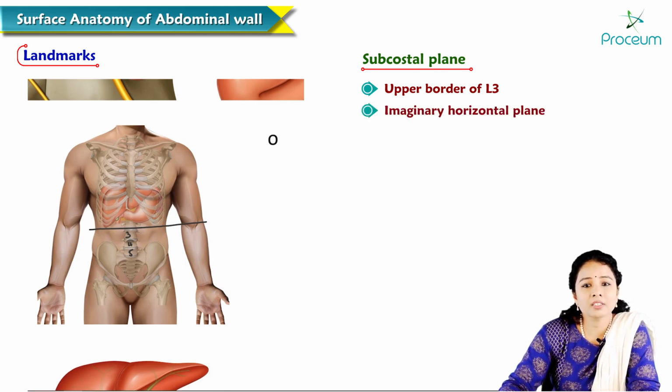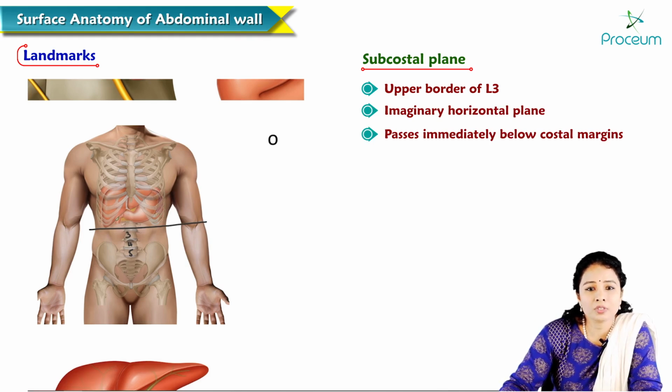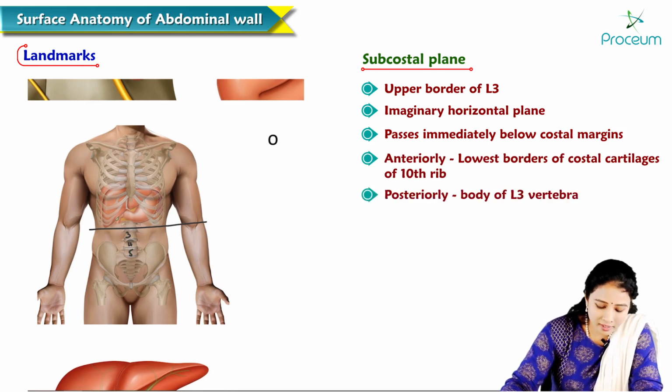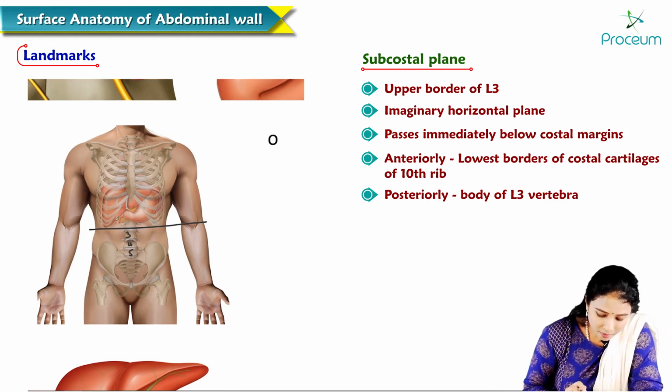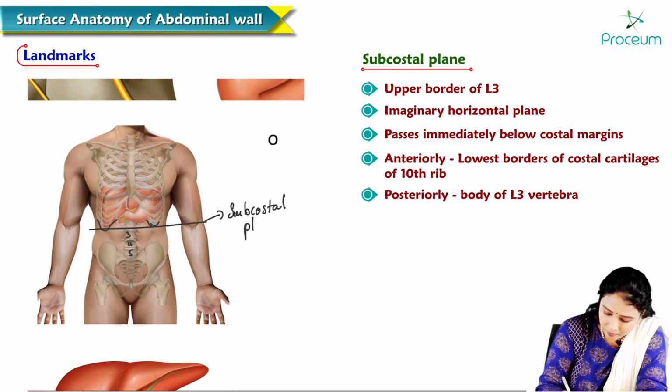It is an imaginary horizontal plane which passes immediately below the costal margins. It passes anteriorly through the lowest borders of the costal cartilages of the 10th rib and posteriorly through the body of L3 vertebra. So above the body of L3 vertebra and along the costal margins, that is the 10th costal margin, is the subcostal plane.